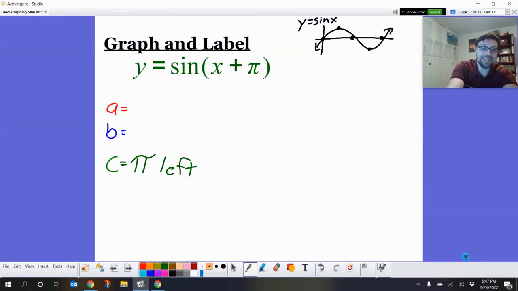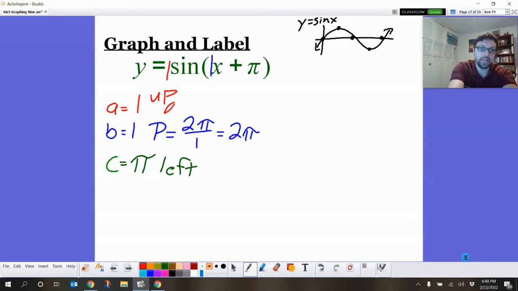Our period is going to be taken from our b value, which is 1. So our period is going to be 2 pi over whatever our b value is, which in this case is 1. So that's 2 pi. So it's going to have a normal period, and our amplitude is 1. Again, that is how far up and down we need to go.